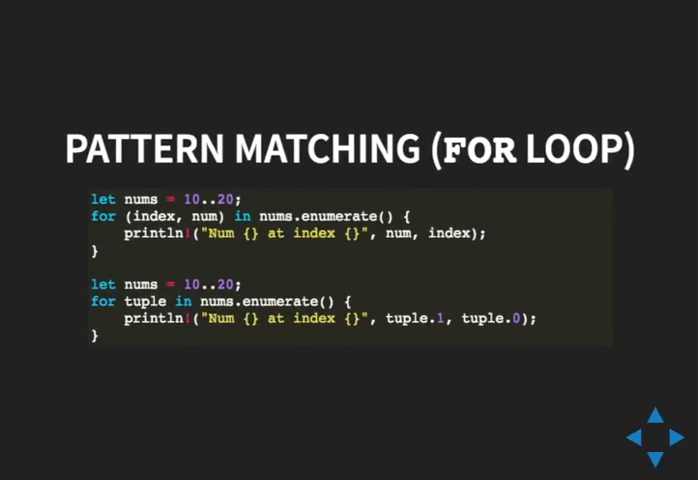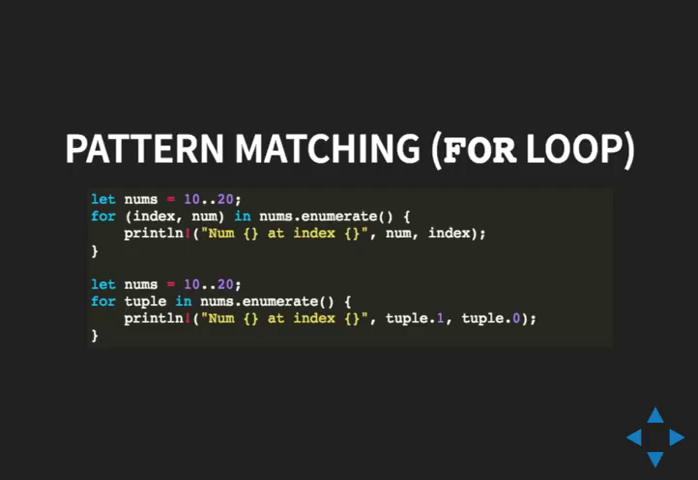And we can also use pattern matching in for loops, for instance. Here on the first line, we declare a range from 10 to 20 exclusive. And then we call enumerate over this range, which will return another iterator that returns elements of type tuple, which contain the index as the first element of the tuple and the element of the range as the second element of the tuple. So we're actually destructuring the tuple by using this syntax for the for.